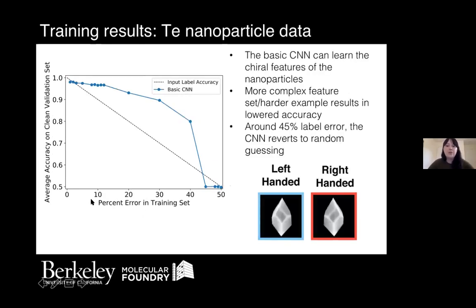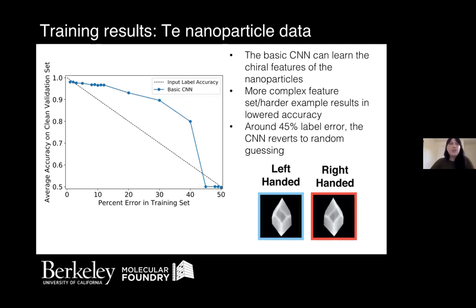Applying this to the chiral nanoparticles shows slightly less high accuracy, but still very good success, and demonstrated an ability to be robust to noise. So the trend line plotted here is the label accuracy that we gave it in the training data. And you can see that up until about 45% error, it stays above the accuracy that we told it. However, it does revert to random guessing again.